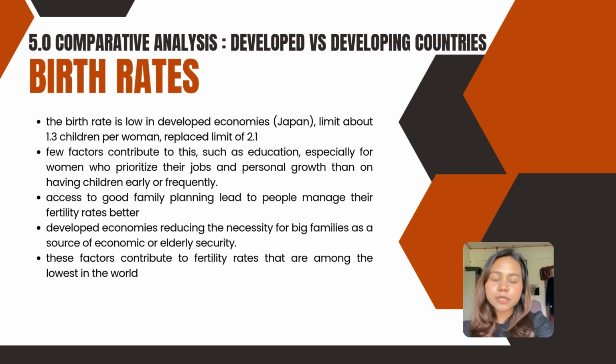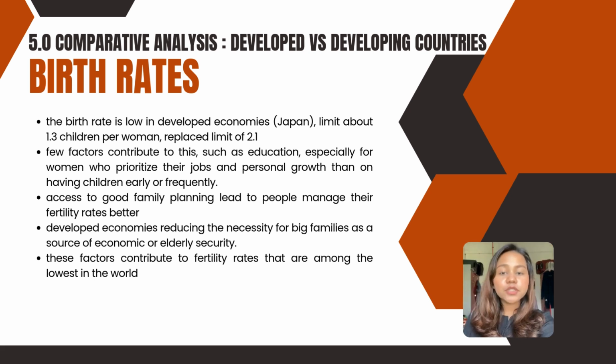Factors contribute to this tendency, such as the wide range of education, especially for women who frequently place a higher priority on their jobs and personal growth than on having children early or frequently. In addition, having access to good family planning and contraception allows people to manage their fertility rates better. Living in cities is generally connected with higher living costs, limited space, and lifestyles that are inappropriate for large families. Thus, countries such as Japan face those issues due to population reduction.